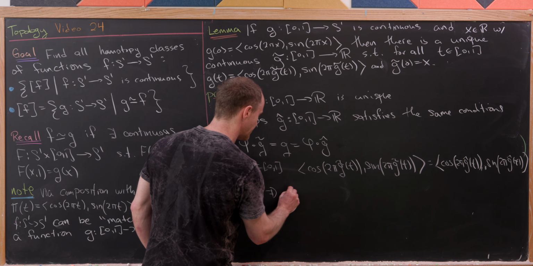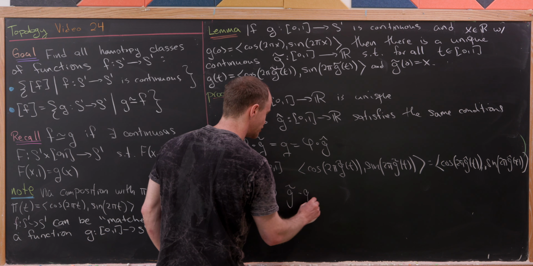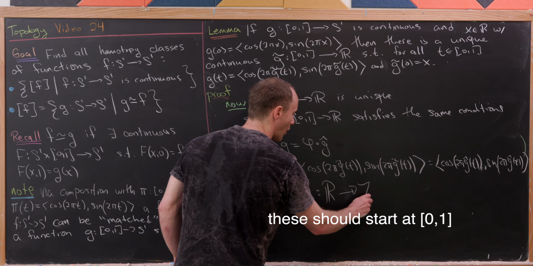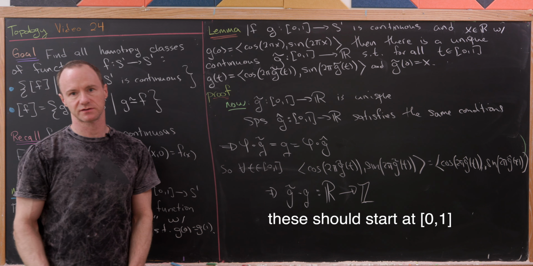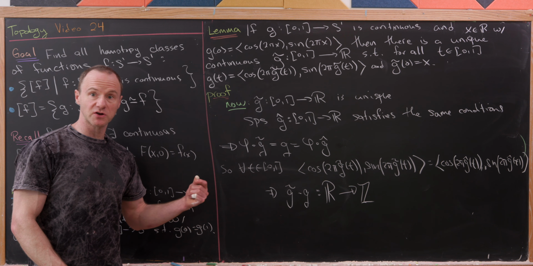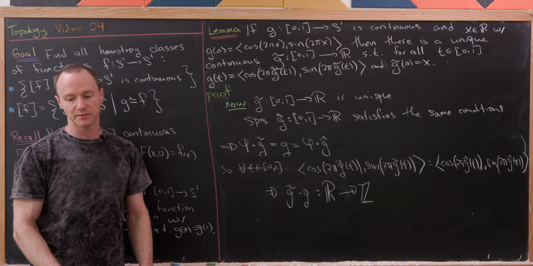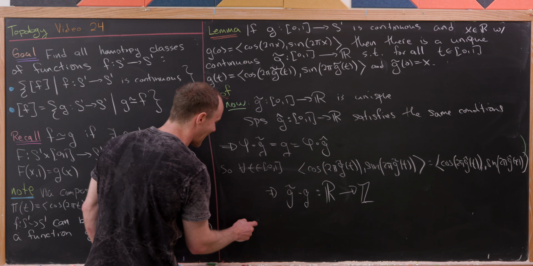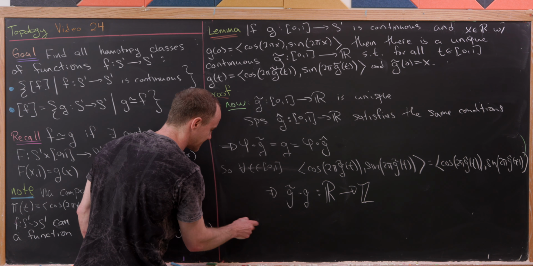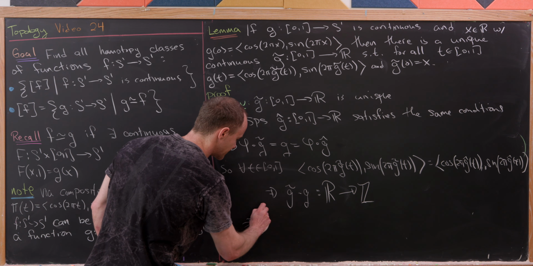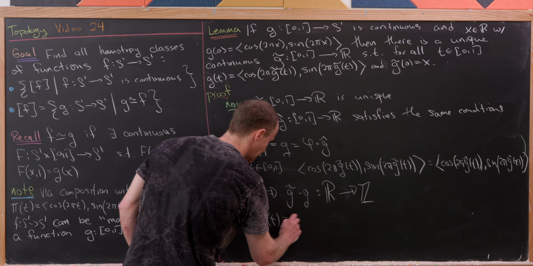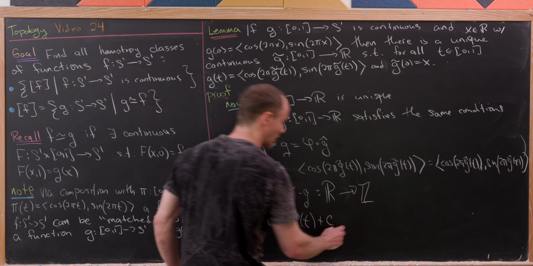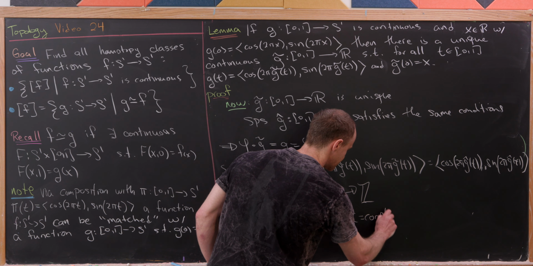In other words, if we view g tilde minus g hat as a function, it takes in real numbers, but it only outputs integers. But it's a continuous function that takes in real numbers and only outputs integers. But it's a pretty easy result to show that that means that this must be a constant function. So in other words, g tilde of t equals g hat of t plus c, where c is some constant.